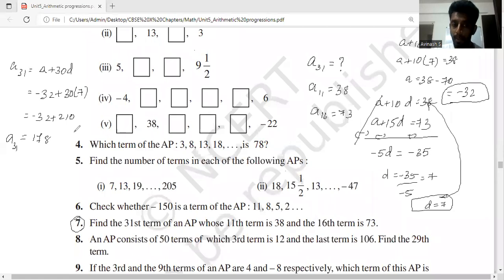So a very important thing here is they have given us the 11th term and the 16th term. We use the equations to find A and D, but the answer doesn't stop with finding A and D. We have to find the 31st term whose formula is A plus 30D. We just substitute the values of A and D there in order to get the 31st term as 178.